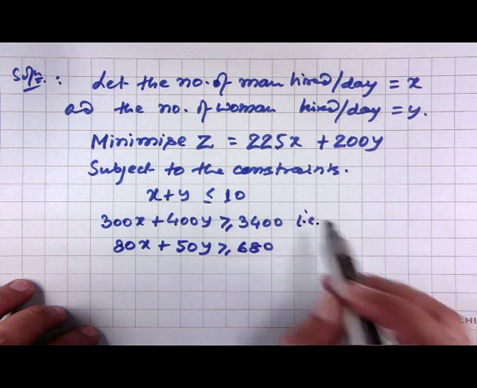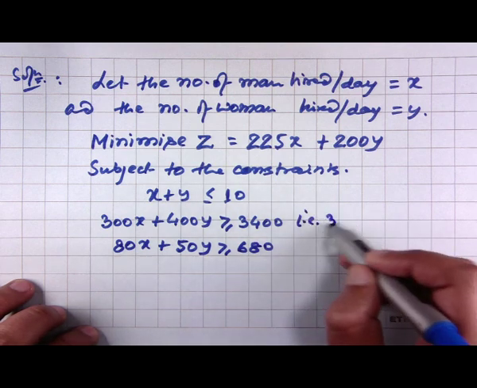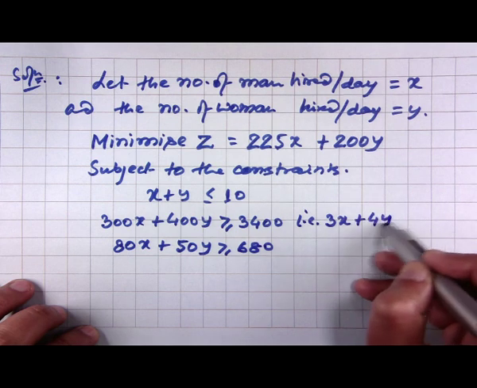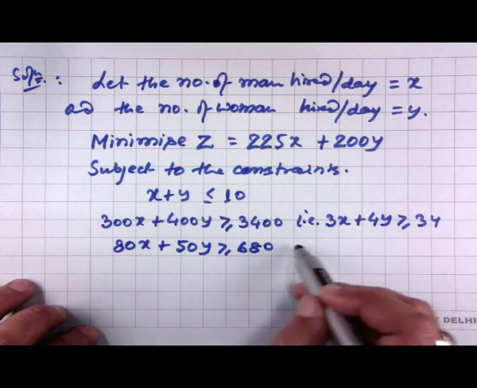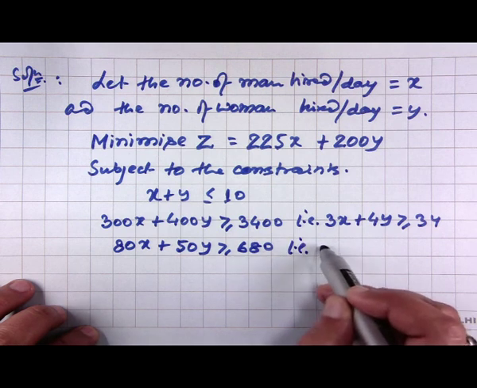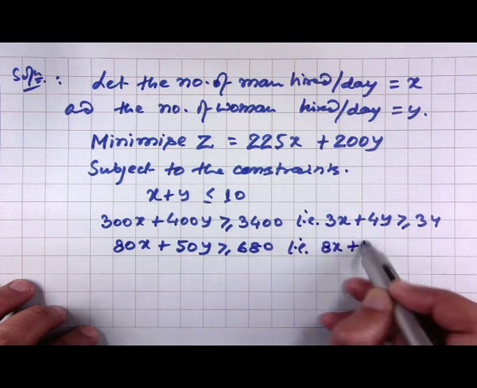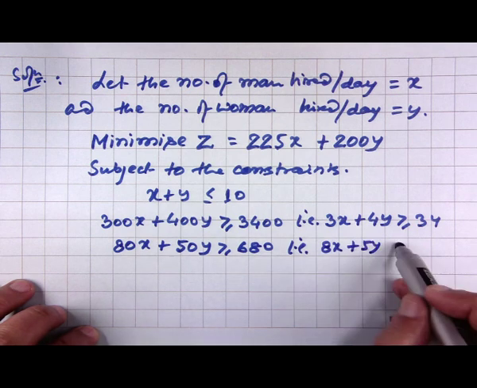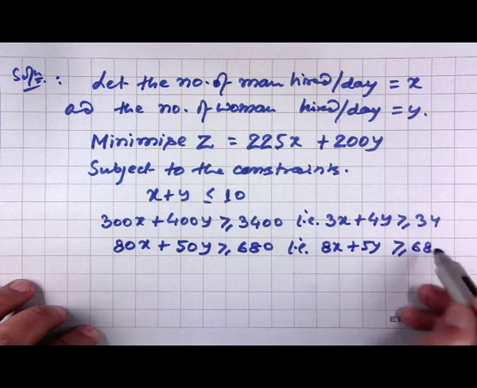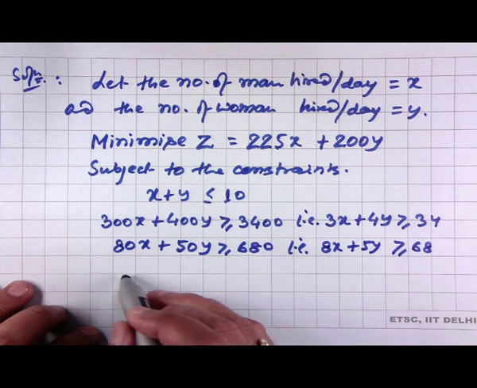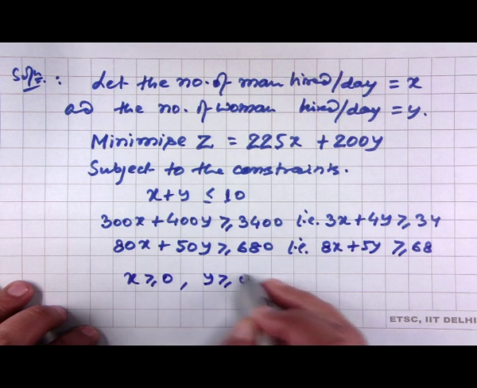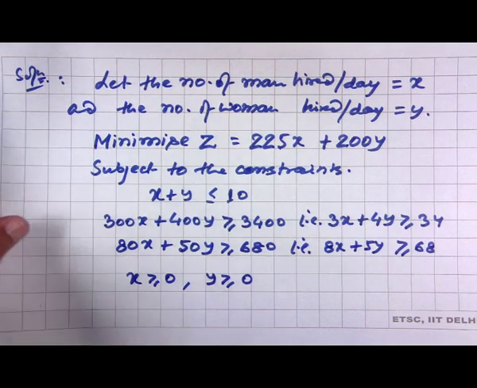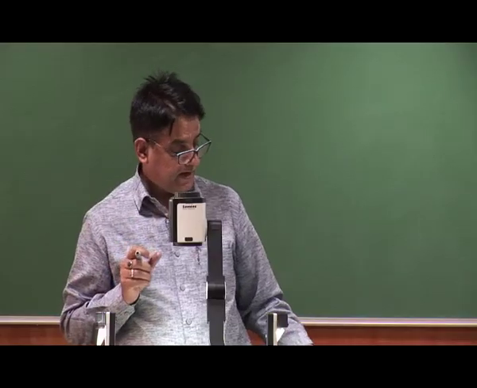So this can be written as 3x plus 4y greater than or equal to 34, and 8x plus 5y greater than or equal to 68, and the number of men cannot be negative, the number of women cannot be negative. So in this way we can formulate the given problem as an LPP.